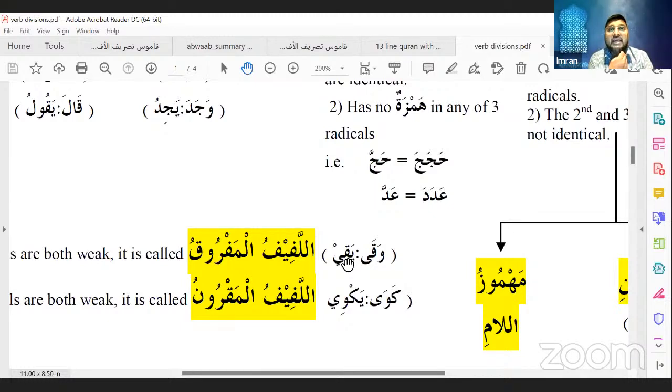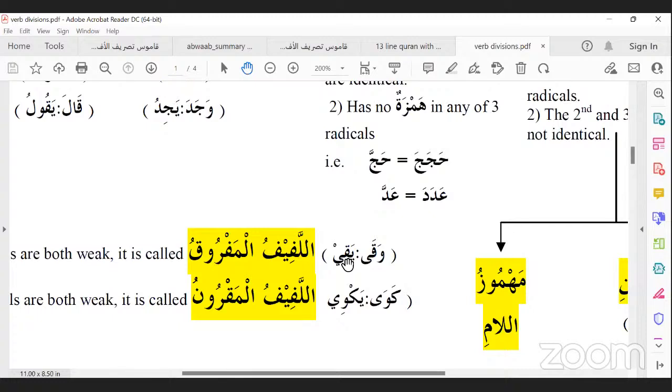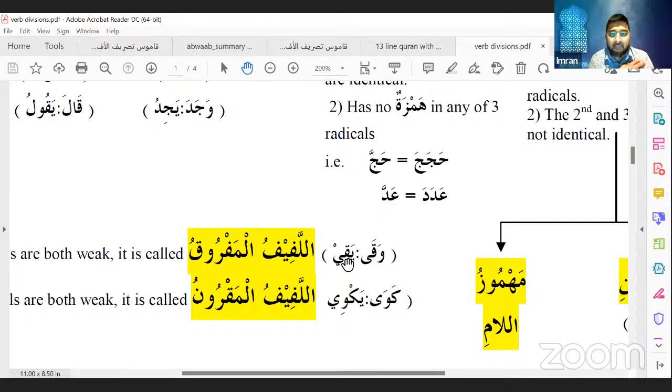Kini. Waqini. Okay. Protect me. And if you say ki, protect.